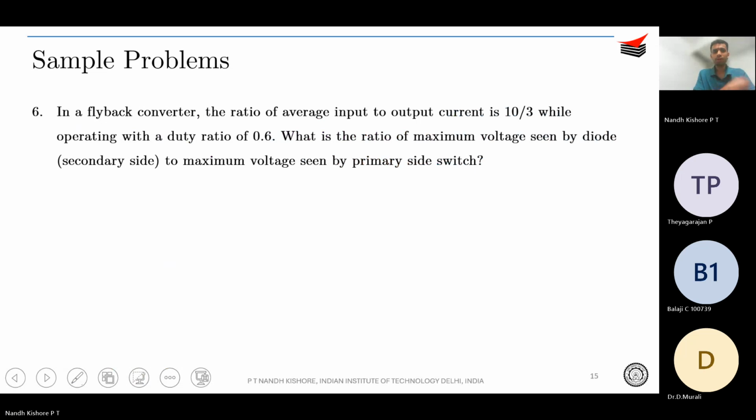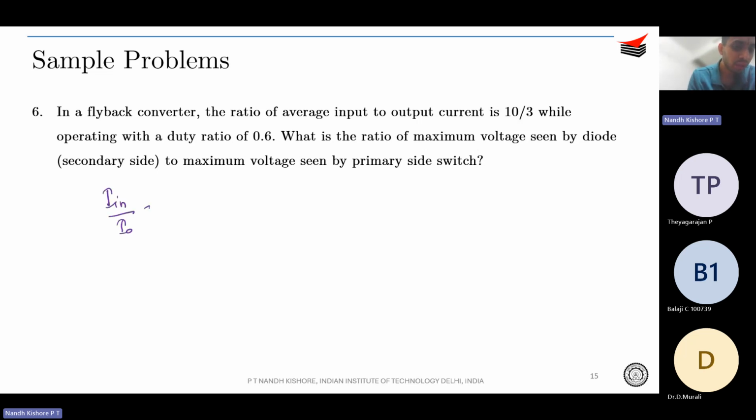Okay. So in a flyback converter, the ratio of average input to output current is 10/3. That is, what is given as input to output current, or I in over I naught, is equal to 10/3, while operating with a duty ratio of D equal to 0.6. What is the ratio of maximum voltage seen by diode to the maximum voltage seen by primary side switch?